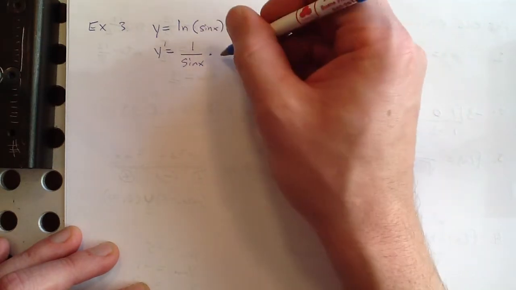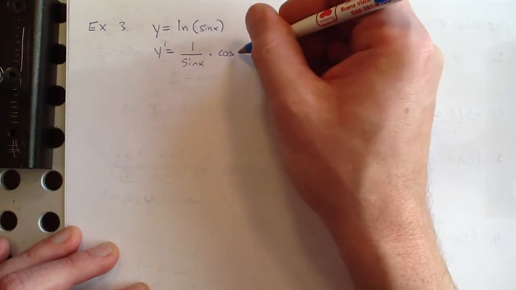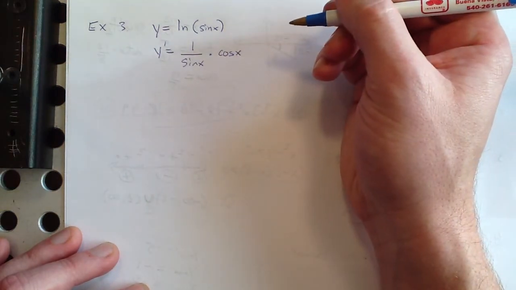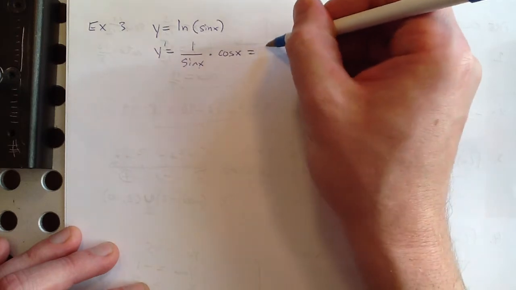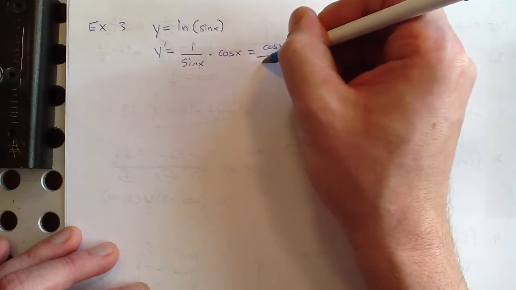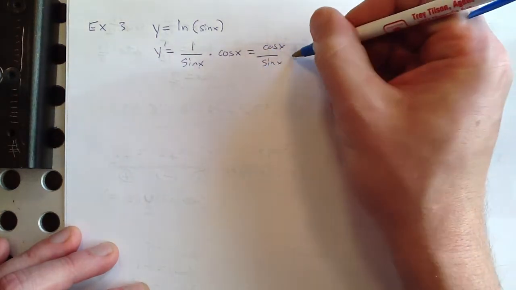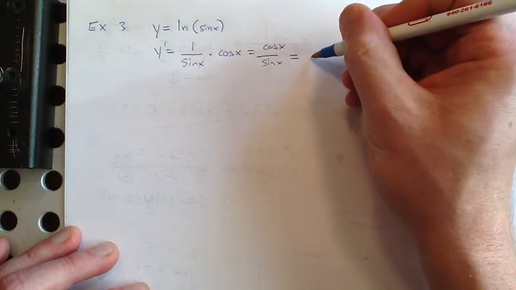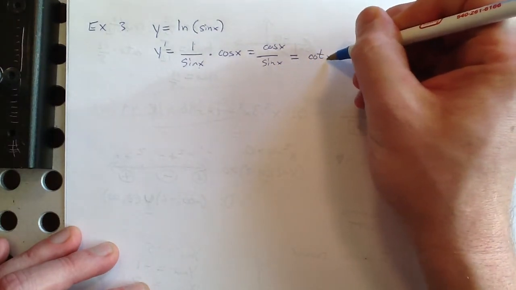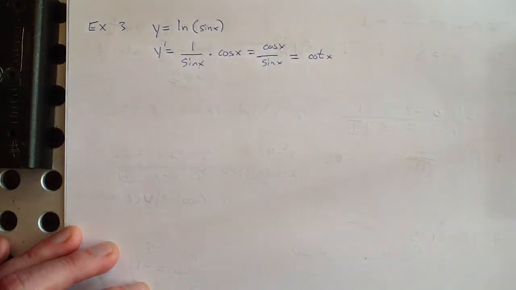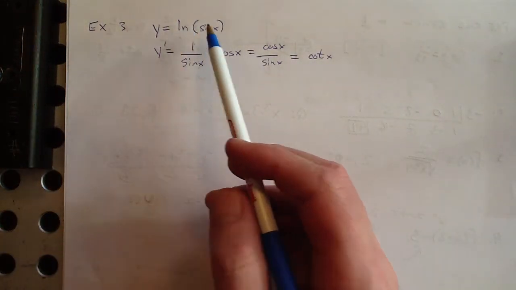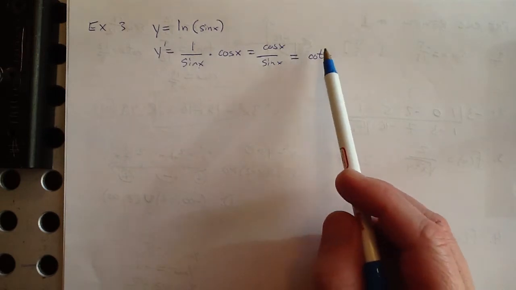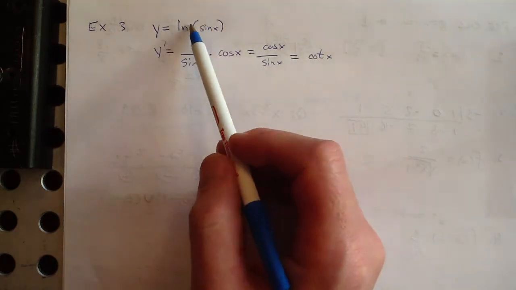The derivative of the sine function is the cosine function. And, well, that's interesting. I mean, 1 over sine x times cosine x, if we wrote that as cosine x over sine x, that is the cotangent function. And isn't that interesting? The derivative of the natural log of the sine function is just the cotangent function with no natural log.